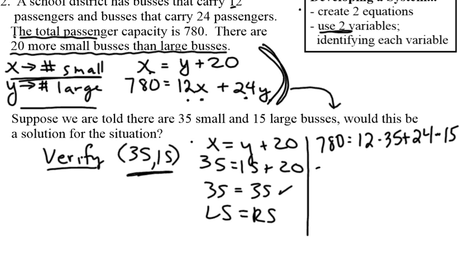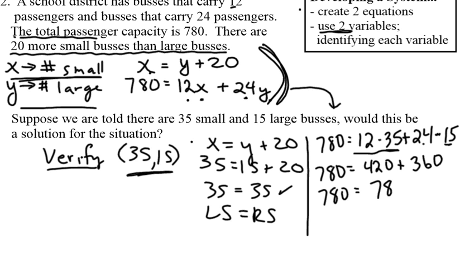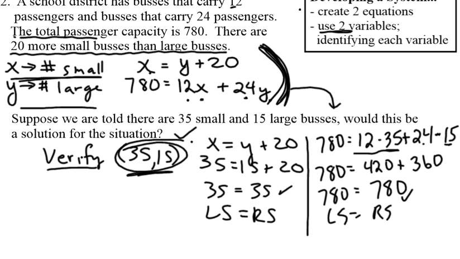Well, when we check this, 780 equals 12 times 35. 35 small buses with 12 kids would be 420 students. 15 large buses with 24 students would be 360 students. And altogether, that would make up 780 students. Left side equals right side for that equation when we use 35 and 15. So that is correct. There's the system modeled, and there's what it looks like.